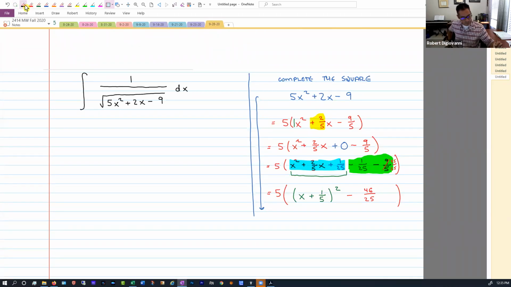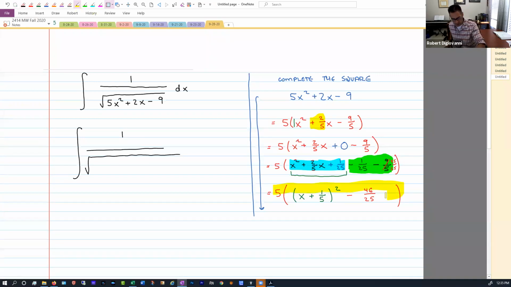And let's see where we are. We are at the integral of 1 over the square root of, and underneath that square root is all of this. That's the quadratic rewritten. So I'm going to put the 5 here, parenthesis, then another parenthesis, x plus a fifth squared, then minus 46 over 25. That's not 46, that's 45, 46 over 25. And then close that parenthesis, and then dx.